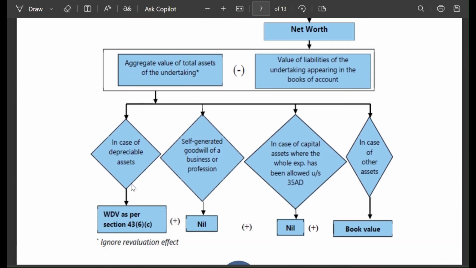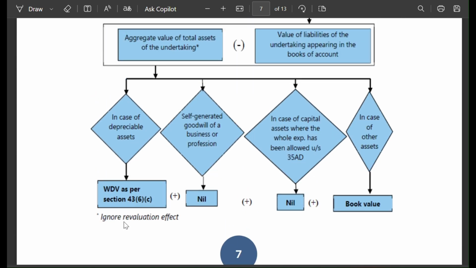In case of depreciable assets, we compute the depreciation under section 32 of the Income Tax Act, which you will learn from PGBP. The main note is that you should ignore the revaluation amounts, whatever revaluation we made to the assets. So let's move to a simple example of the slump sale.